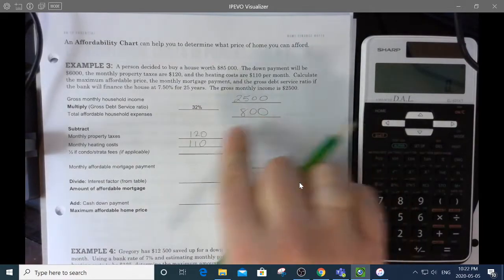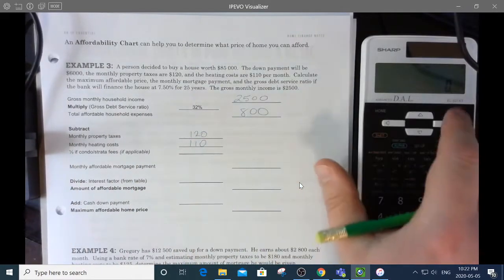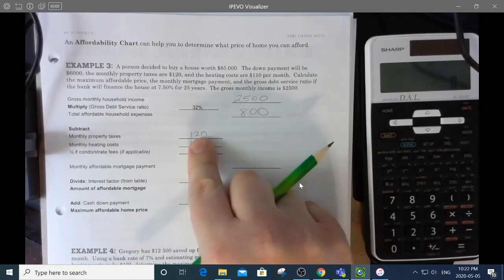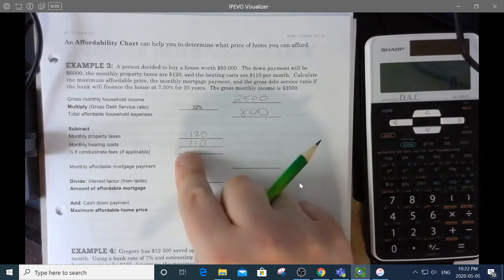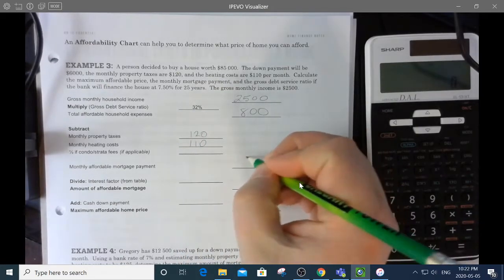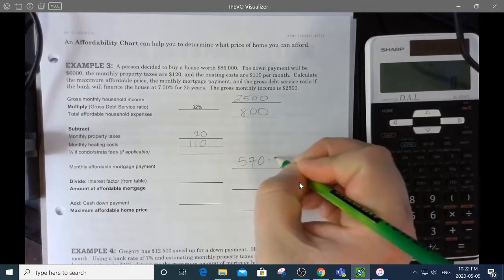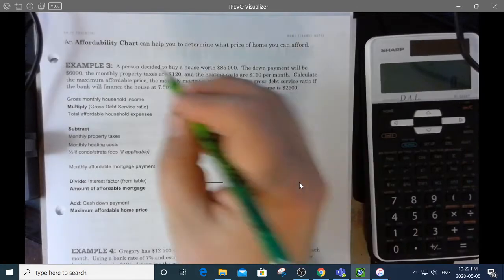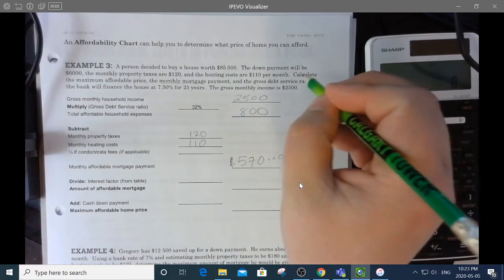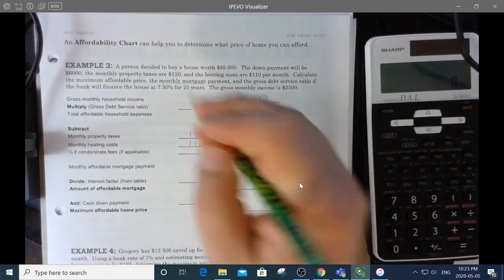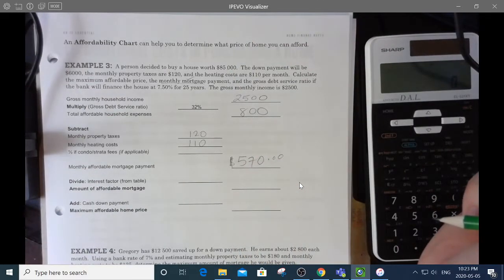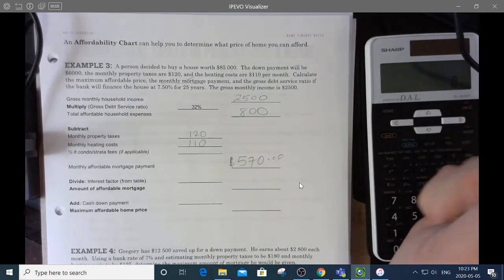So take the 800 and subtract, it even says to subtract those two numbers. I can do this in my head. 800 minus 100 is 700, minus 20 is 680, then minus another 100 and minus another 10 is $570. So that now is the most affordable monthly mortgage payment they can make. That's actually one of the things they wanted, the monthly mortgage payment. To calculate the maximum affordable price, which is going to be at the bottom, we've already found the most affordable mortgage payment they can make is $570 a month.